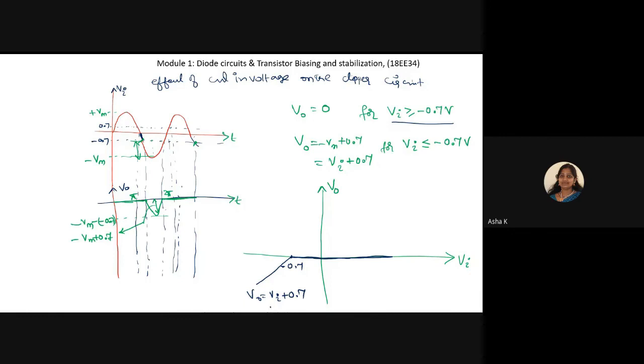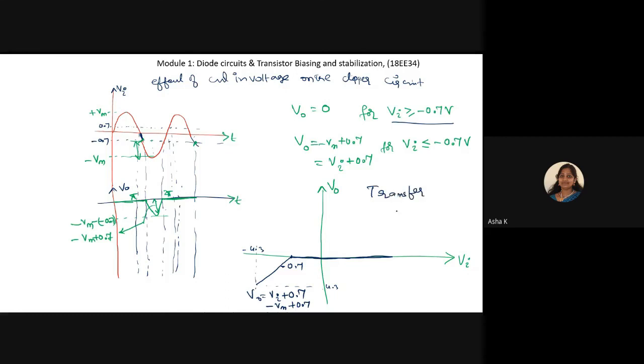V input means minus Vm plus 0.7 volts. If I have taken minus 5 volts, then minus 5 plus 0.7 gives 4.3 here. So here we get 4.3, that is, minus 4.3, from minus 0.7 to minus 4.3. So there will be an increase in this. Here again the slope is unity. So this curve is called the transfer characteristics curve.